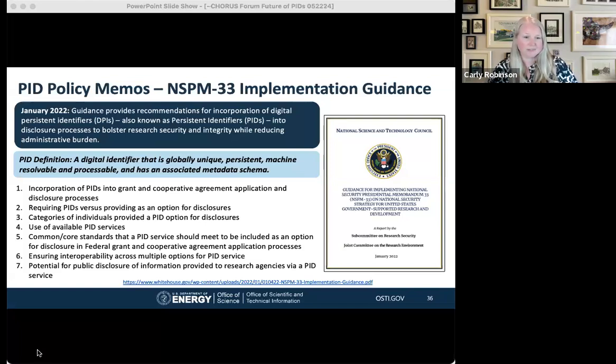Also in the implementation guidance, within that section around persistent identifiers, there's a lot of really helpful information. But one thing I did want to point out is it includes the common core standards that a persistent identifier service should meet to be included as an option for providing that disclosure information in federal grant and cooperative agreements. So this is specifically around persistent identifier services for individuals. Next slide.